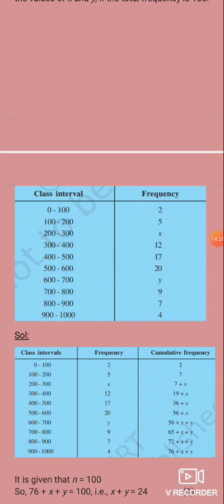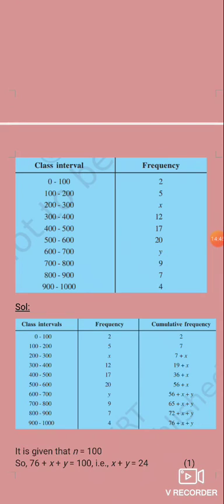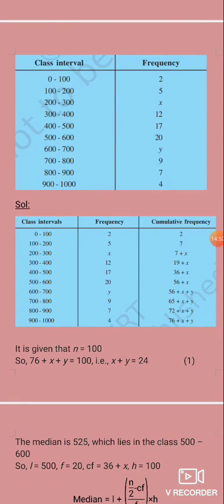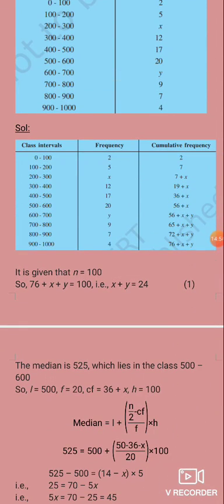Now we know that when we consider the less than cumulative frequency table, at last we get the total frequency. In this case, the given total frequency is 100. So equate 76 plus x plus y is equal to 100. From that we get the first equation: x plus y is equal to 100 minus 76, which is 24. Put this as equation number 1.